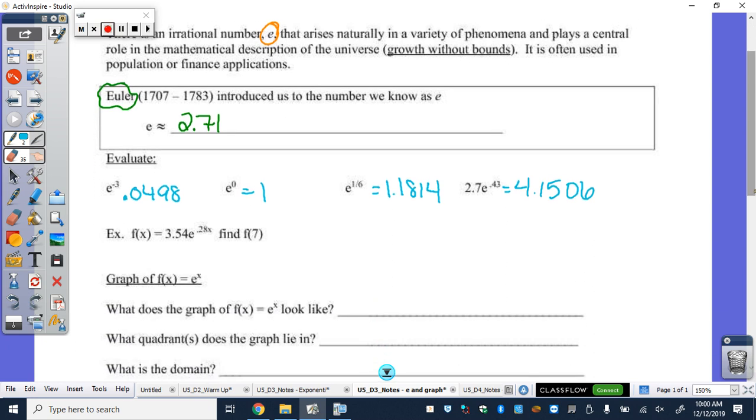So then you can also evaluate with it. Find f of 7. Just like all the other ones, we would just plug 7 in. So 25.1216. There you go.